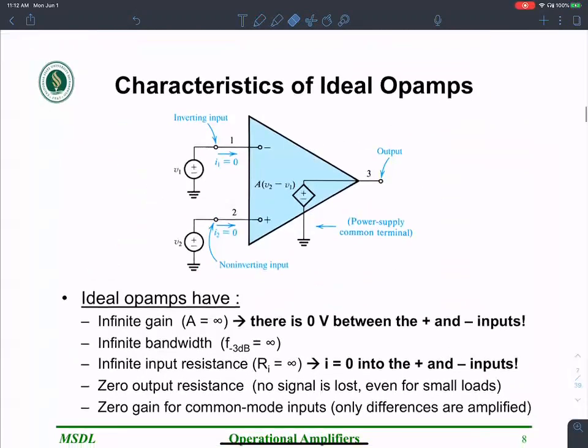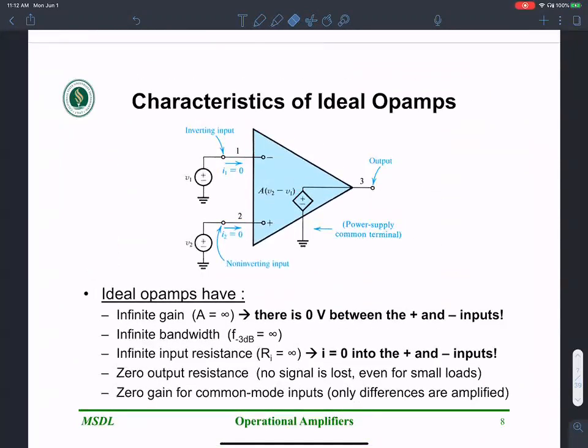Okay, so let's look at some characteristics of an ideal op-amp. The assumption is that the gain of an ideal op-amp is infinity. So let us see what it means. V out is always defined as A times V input 2 minus V input 1, which is shown as V2 minus V1.